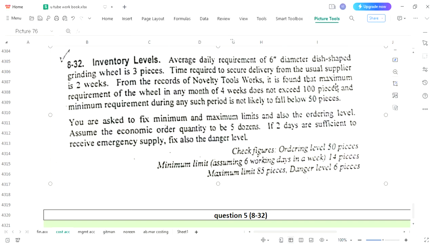Hey guys, hopefully everyone is doing well. Today's target is to solve 8.32.